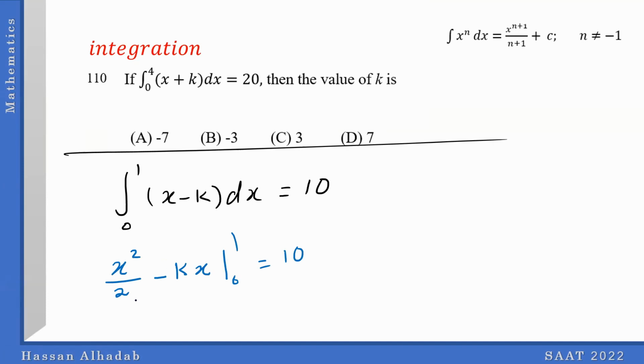When you plug in 1, this is going to be 1 over 2 minus k, and when you plug in 0, this is 0, so you don't have to plug in 0. This is equal to 10. That means k is equal to 1/2 minus 10, which is negative 9.5, which means negative 19 over 2. Are we good?